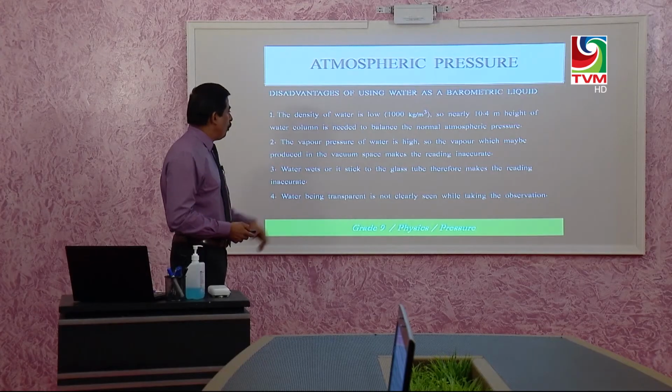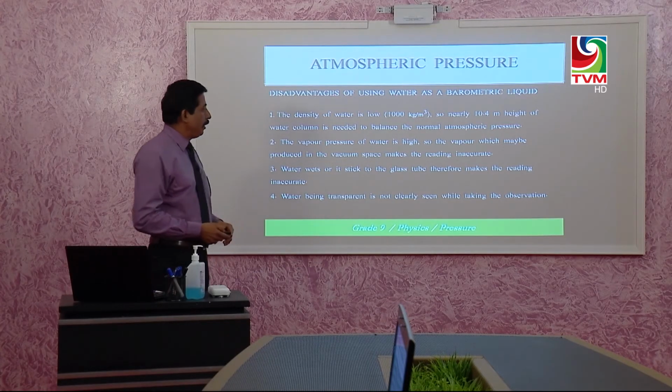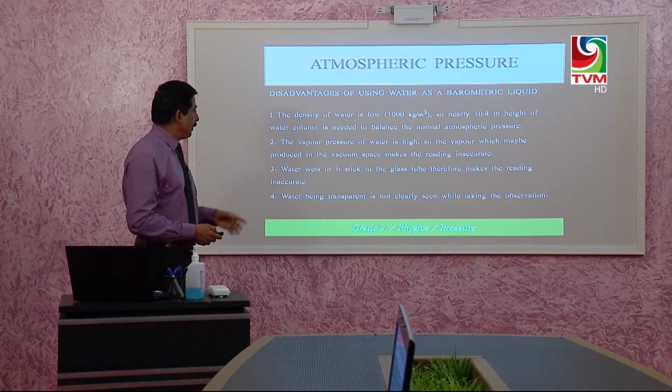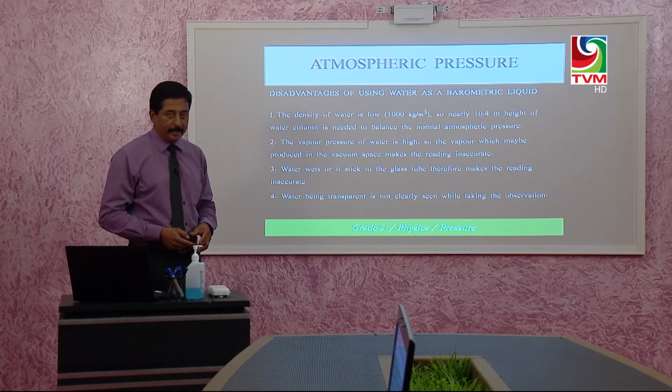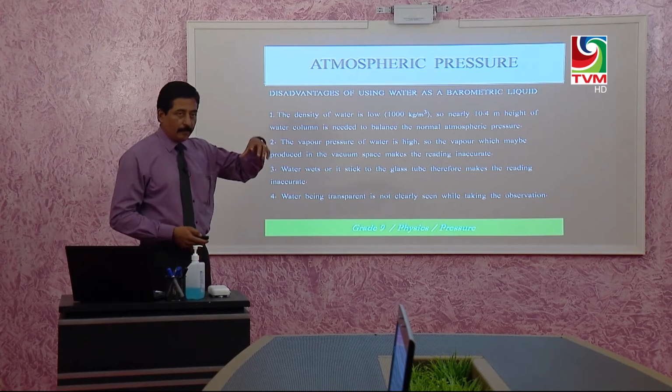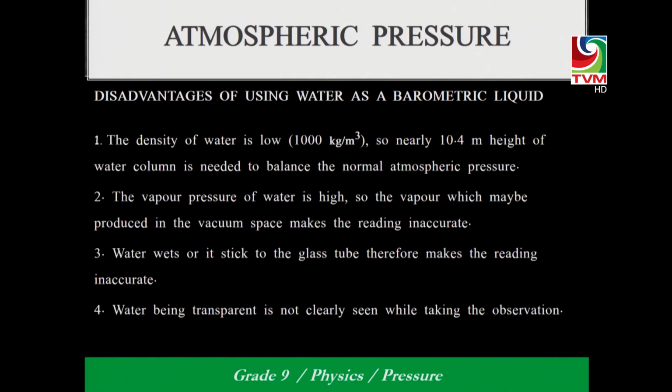The vapor pressure of water is high, so the vapor which may be produced in the vacuum space makes the reading inaccurate. The water vapor will exert a force on the water surface, so the level decreases and we will not get the correct answer. Water wets or sticks to the glass tube, therefore making the reading inaccurate. Water being transparent is not clearly seen while taking the observation.